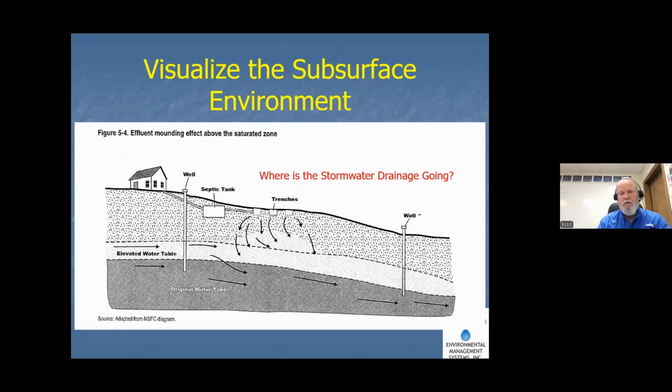All of what you're trying to do is visualize the subsurface environment. And if you're just thinking about one part of it, such as the septic tank, you really need to look at other things like where is the stormwater drainage going, and vice versa. If you're putting together a plan for stormwater, where is that going? Are you going to be saturating the septic drain field, or having that water flow into the public sewer?